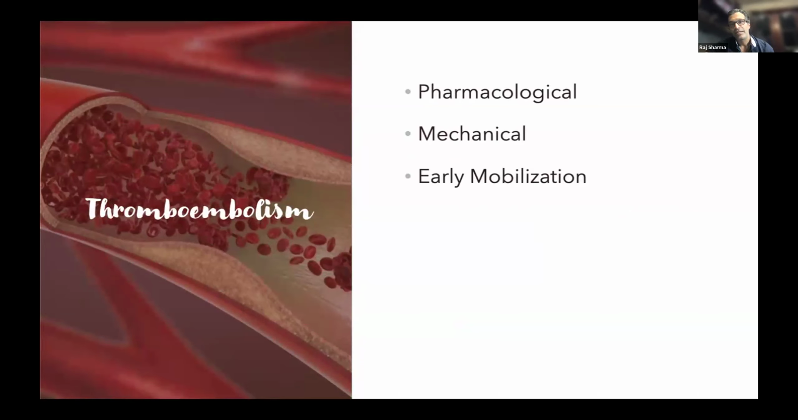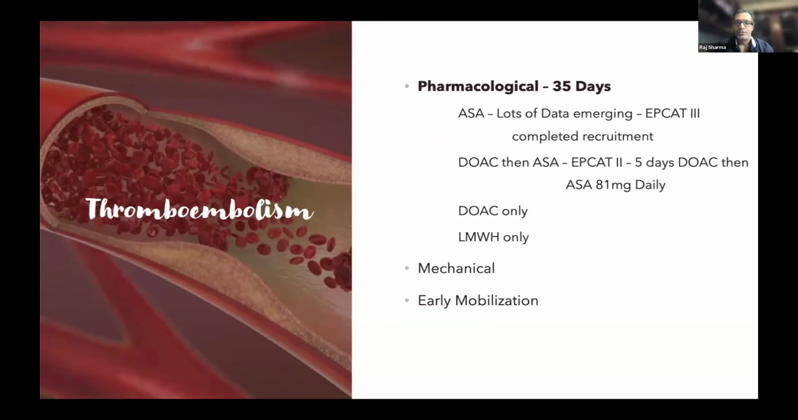Thromboembolism. So this is divided up into three different areas: pharmacological, mechanical, and then early mobilization. In terms of pharmacological, typically 35 days is what we aim for, and there's lots of studies that are being done in this area. Some are very exciting. So the EPCAT-3, looking at only aspirin. I'm very excited to see what these results will show. The recruitment has been completed, and we're just waiting for the results.